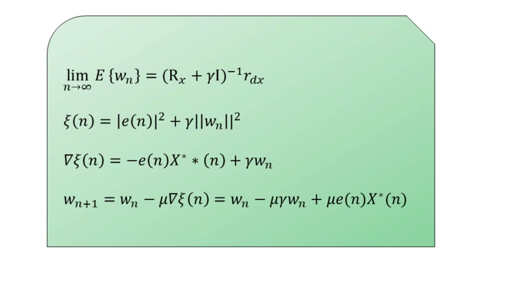On the left hand side we have w_(n+1), which equals w_n minus mu times the gradient of zeta of n, which equals w_n minus mu times gamma times w_n plus mu times e of n times the complex conjugate of x of n. So this is the complete discussion of the first type of LMS algorithm that was to be addressed here, the leaky LMS algorithm.